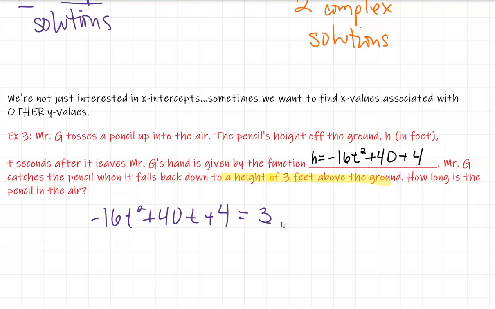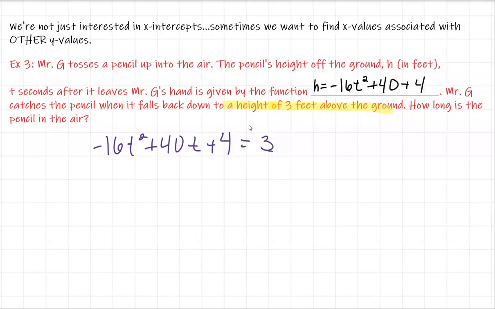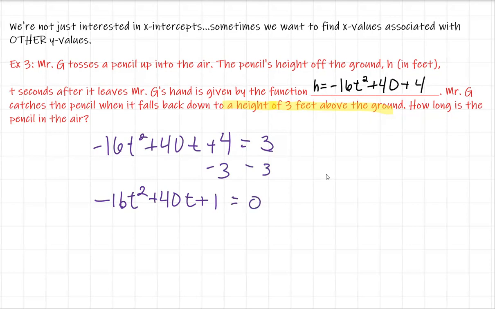So I'm setting it equal to 3. You're not always setting this equal to 0, which is okay, because if I want to get a 0, I just have to clear both sides. So -3, -3. I get -16t squared plus 40t plus 1 is equal to 0. And then guess what? We can use the quadratic formula. We don't have to worry about factoring or completing the square. We can just rely on our good old friend, the quadratic formula.